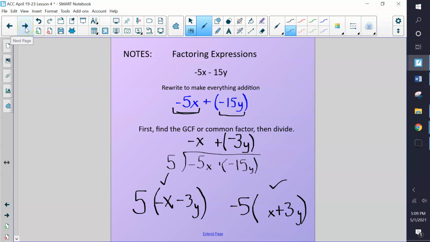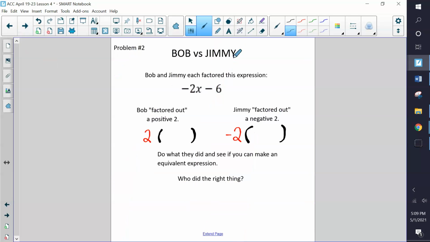All right, let's take a look at some other problems. Here's the Bob and Jimmy problem. We can factor out a positive 2 or a negative 2. So pause this right here. Go ahead and pause it. Give it a shot here and do it on your paper, and then we'll come back and we'll see the answers. Okay, let's take a look at our answers.